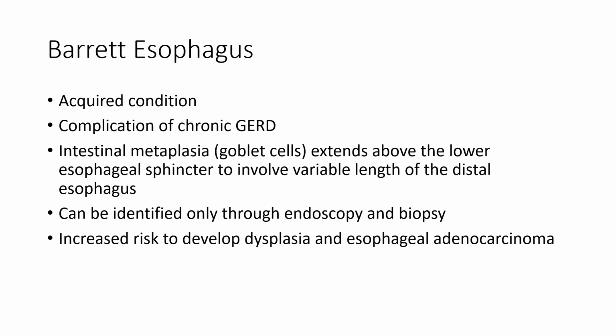Now we will discuss Barrett esophagus. Barrett esophagus occurs as a result of chronic gastroesophageal reflux disease. It is characterized by the presence of intestinal metaplasia. So the squamous epithelium at the gastroesophageal junction undergoes intestinal metaplasia. It will first become columnar and then goblet cells will occur. So in intestinal metaplasia, goblet cells are present.